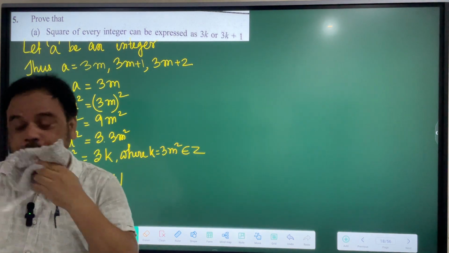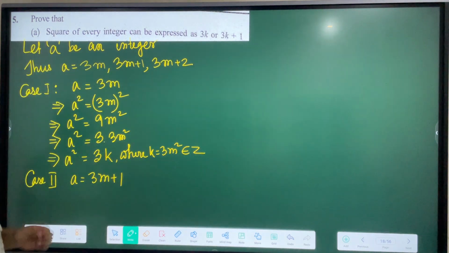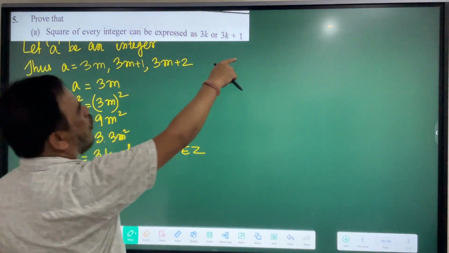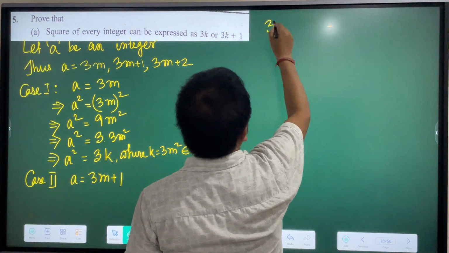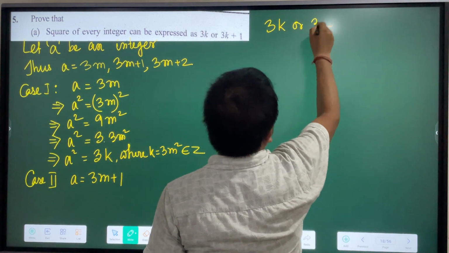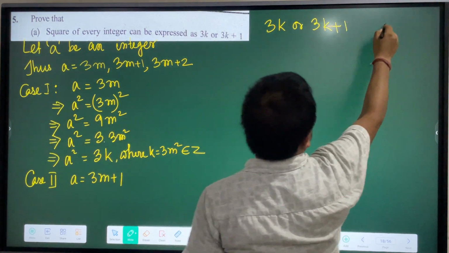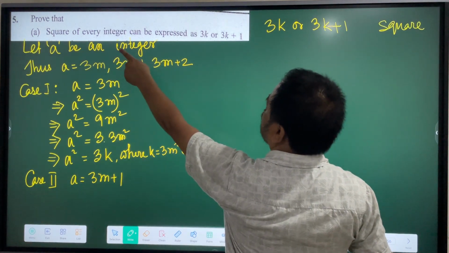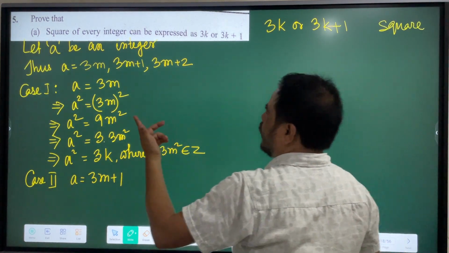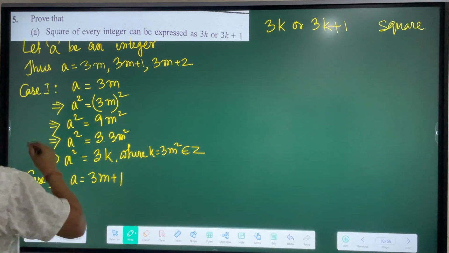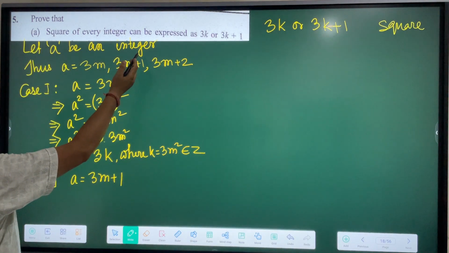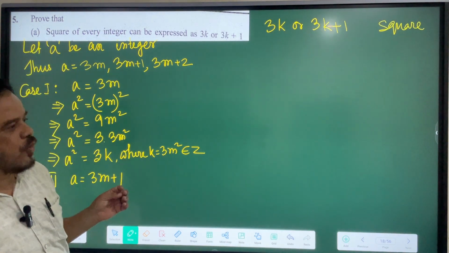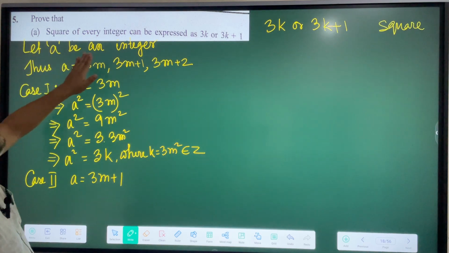Exercise 3.2. Show that the square of every integer can be expressed as 3k or 3k plus 1. Square of every integer. So we have taken let a be an integer, because the integer is not given in the question.